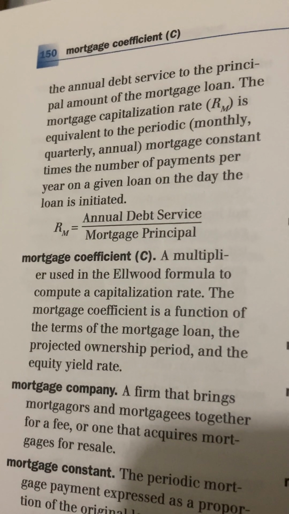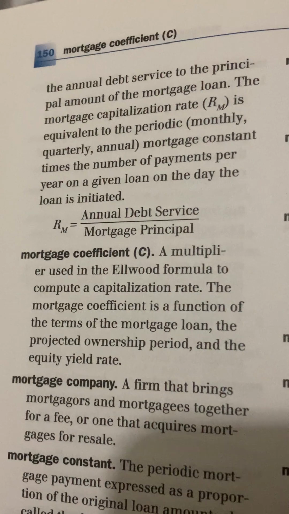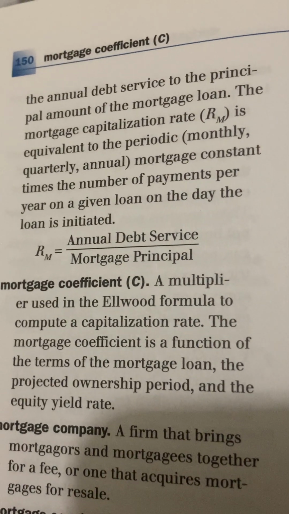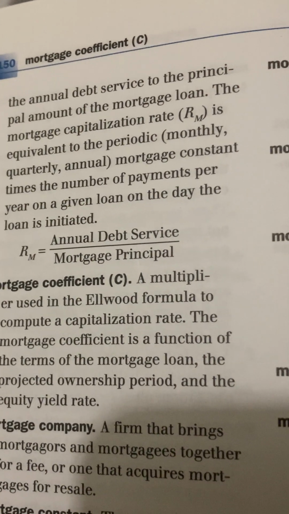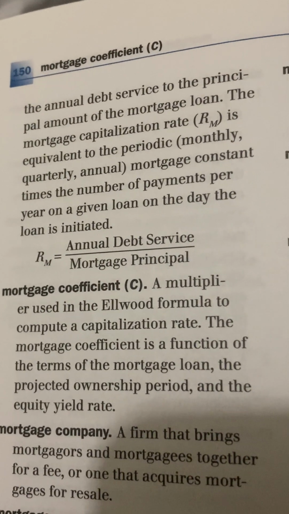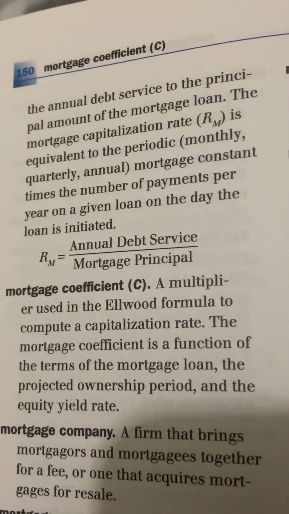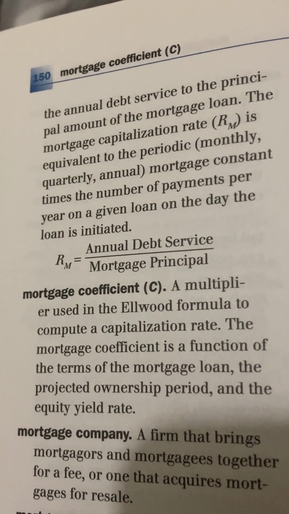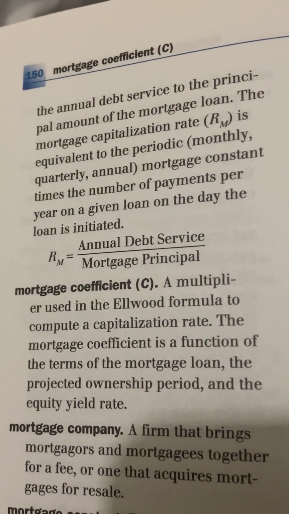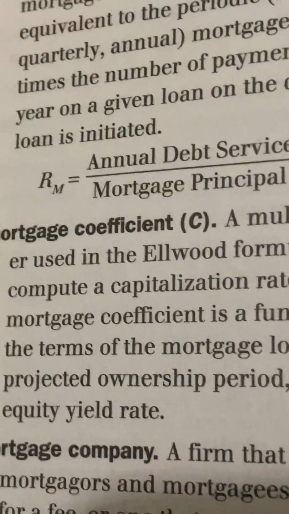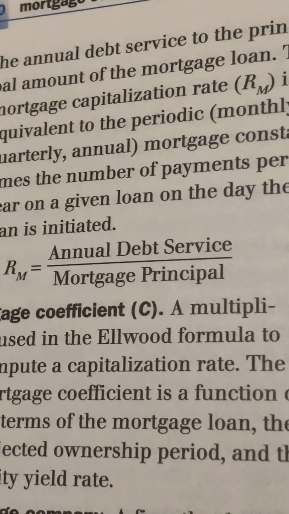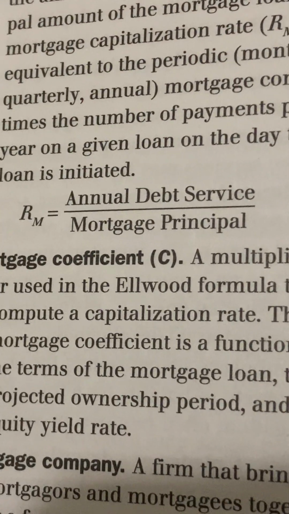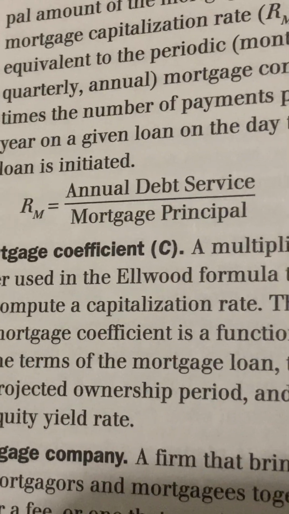The Dictionary of Real Estate Appraisal, page 150, chapter M, continued. The annual debt service to the principal amount of the mortgage loan. The mortgage capitalization rate, the acronym is capital R over M, is equivalent to the periodic (monthly, quarterly, annual) mortgage constant times the number of payments per year on a given loan on the day the loan is initiated. The formula is here. Mortgage capitalization rate, the acronym is capital R over M, equals annual debt service divided by the mortgage principal.